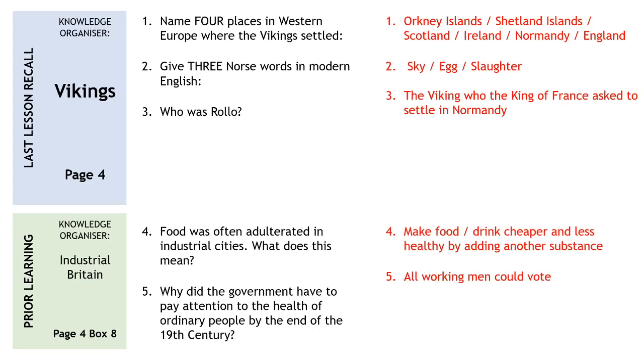So why did the government have to pay attention to the health of ordinary people by the end of the 19th century? If you remember, this is because at the beginning of the 19th century, only a very small percentage of the population, maybe about 3%, could vote. By the end of the 19th century, almost all working men, but no working women, could vote. And that meant that unless the government actually did something about the health of ordinary people, they were going to vote them out of government.